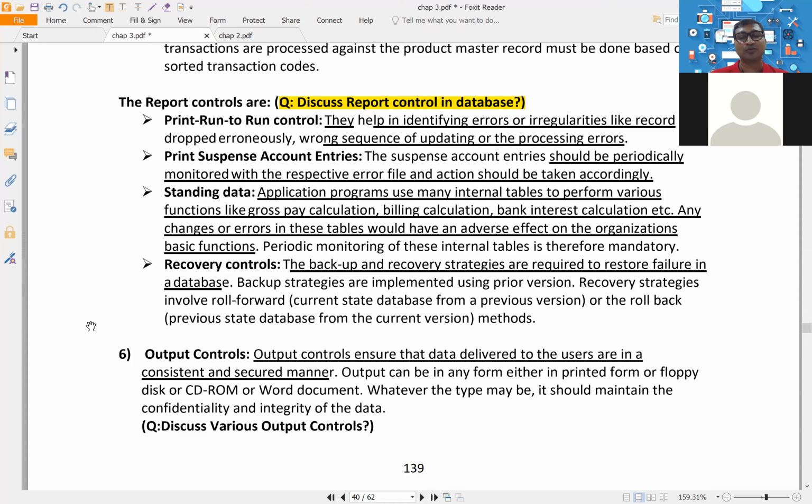So in that case, what is more important, guys? We should check from time to time whether our interest rate and discounts are calculated appropriately or not. That is what standing data is. And finally, you should always have a backup of your database, so in case of any disaster, you can recover your data. That is what recovery control is.